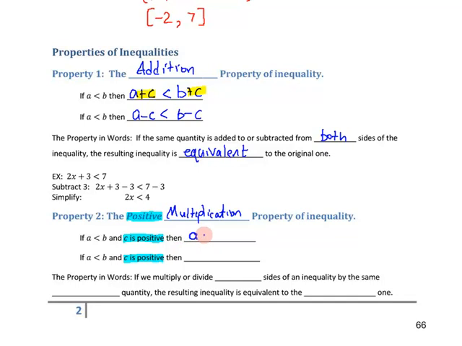Okay, that is, A is less than B is given. I'm going to multiply both sides by the same number. As long as C is positive, that's true. If C is negative, that's false. It's only true if C is positive. And I can also divide both sides by C, and the inequality stays true as long as C is positive. So the property in words says if we multiply or divide both sides of an inequality by the same positive number, meaning greater than 0, not negative, the resulting inequality is equivalent to the original one.